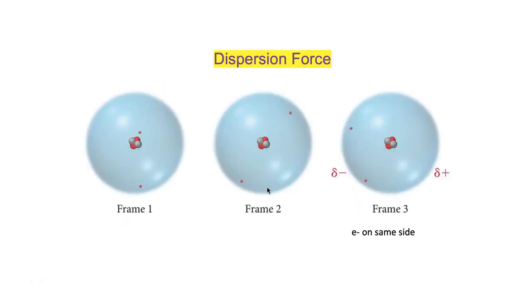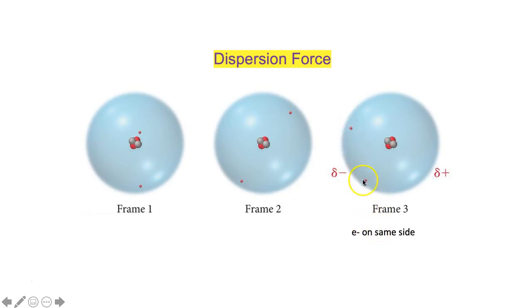Well, let's start off taking a look at the dispersion force. So we start here on the left with frame number 1, and this is really a helium atom. We have our electrons, spinning in their own orbitals. And we go to frame number 2, the electrons in constant motion. Notice they're opposite each other right here. But in frame number 3, they're on the same side.